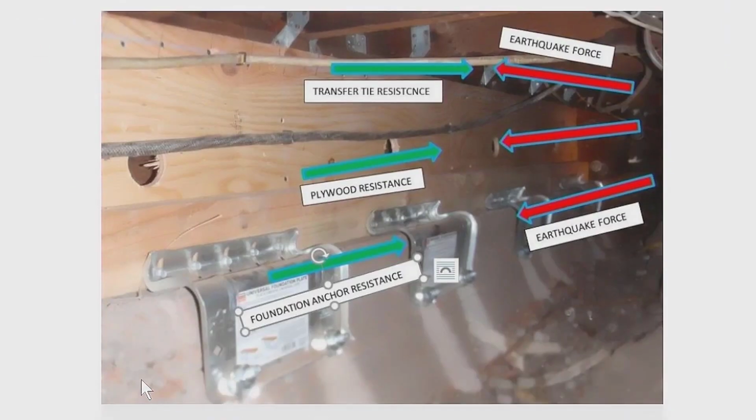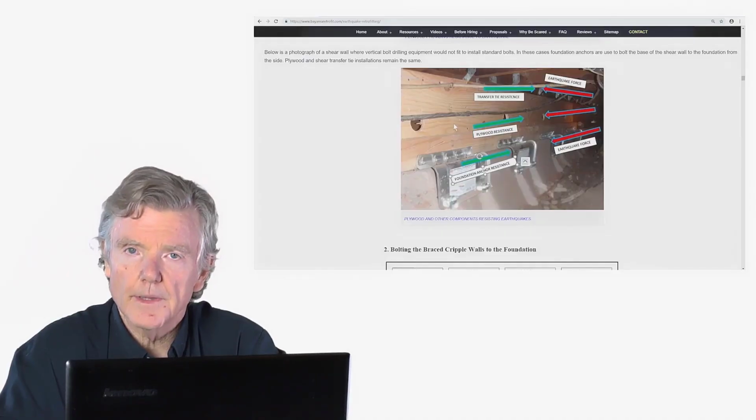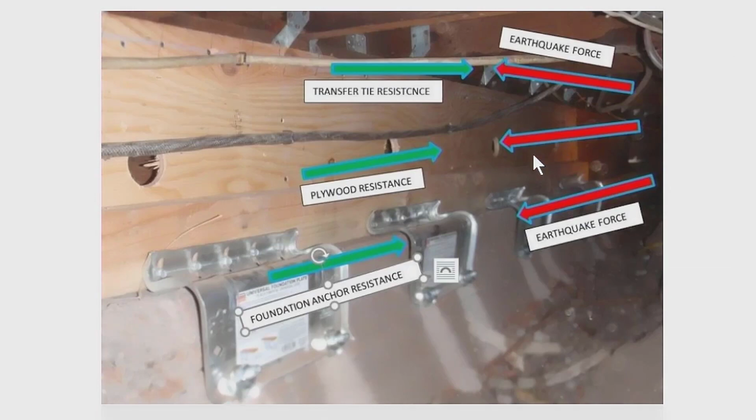Here we have the exact same thing. In this case, we have the foundation anchors. So the foundation anchors are holding the bottom of this assembly, this is where the plywood is, holding it to the foundation. And again, here's our plywood. So earthquake force comes this way, pushing against the plywood, trying to cause the cripple wall to collapse. Then we have the counterforce offered by the plywood itself.